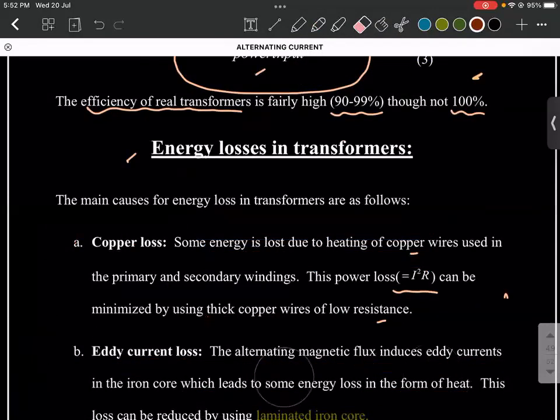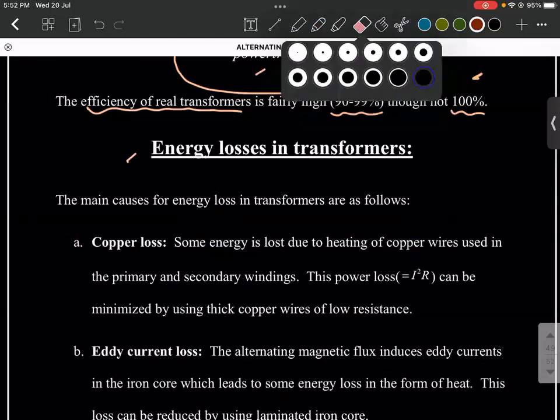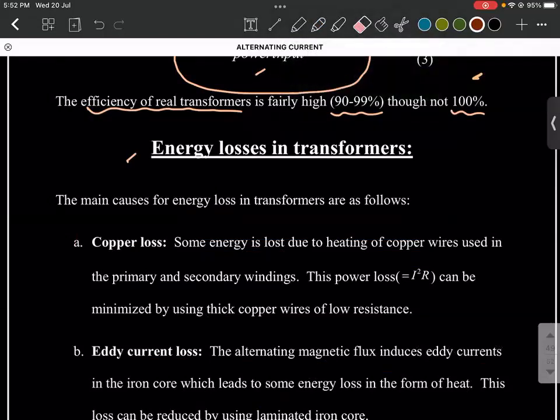So the first one is called copper loss. The name itself is suggesting this. What is copper loss? What is the material you are using? Copper. So copper is basically a conductor. When you pass the current through a conductor for longer duration, what will happen to it? You get heat. Heat is a form of energy only, no?